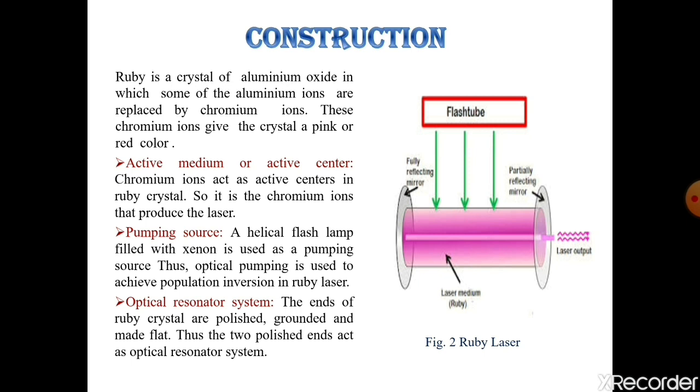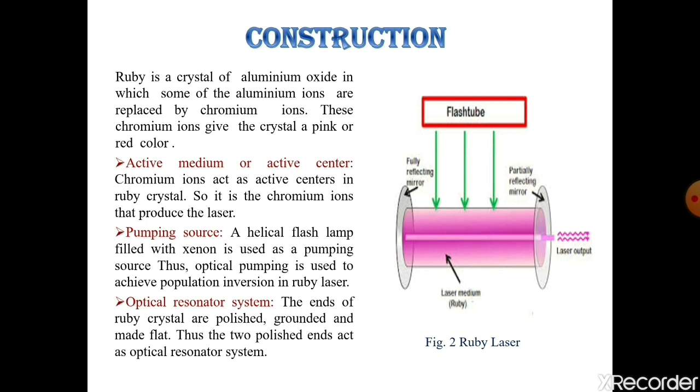Third, optical resonator system. The ends of ruby crystal are polished, ground and made flat. One of the mirrors is fully reflecting and the second is partially reflecting. The two polished ends act as optical resonator system.